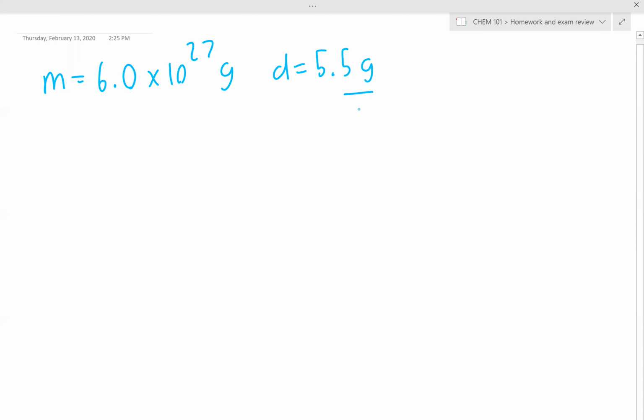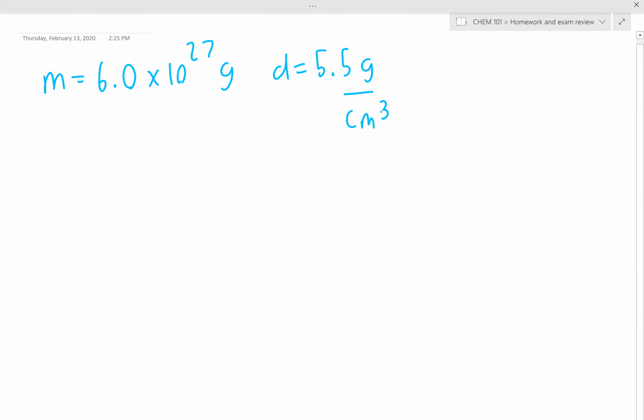So the mass is equal to what? What is the mass of our Earth equal to? 6.0 times 10 to the 27th. Okay, grams. Always make sure to write the units. Our density is what? 5.5 grams per centimeter cubed. Perfect. Okay, so we have this information.